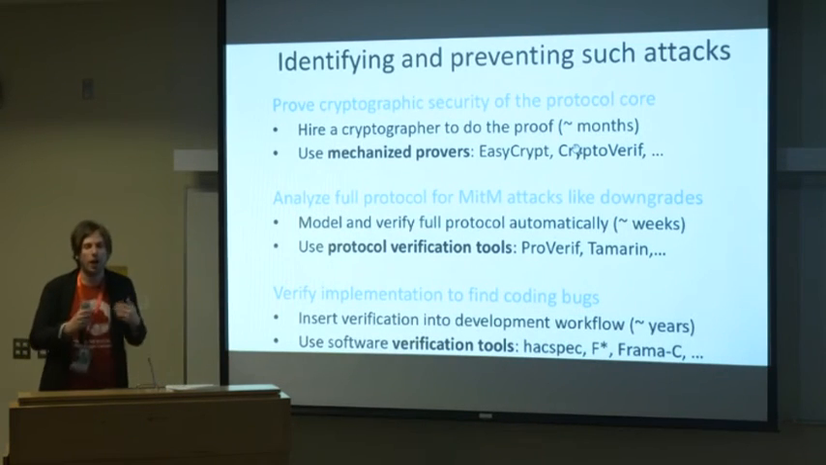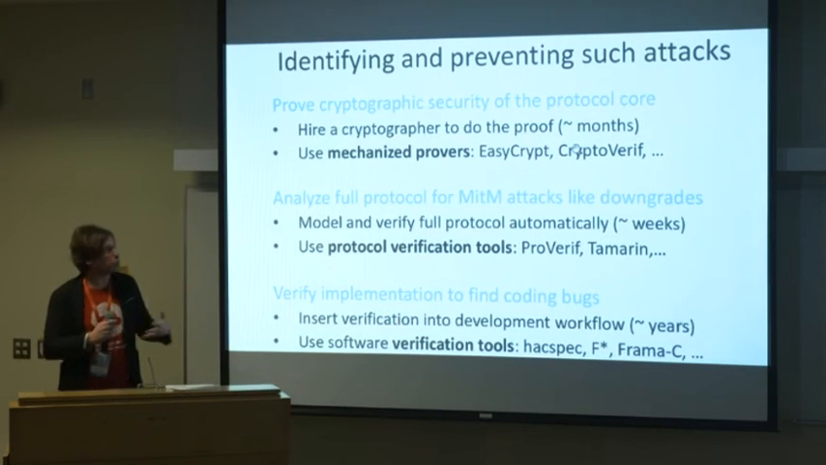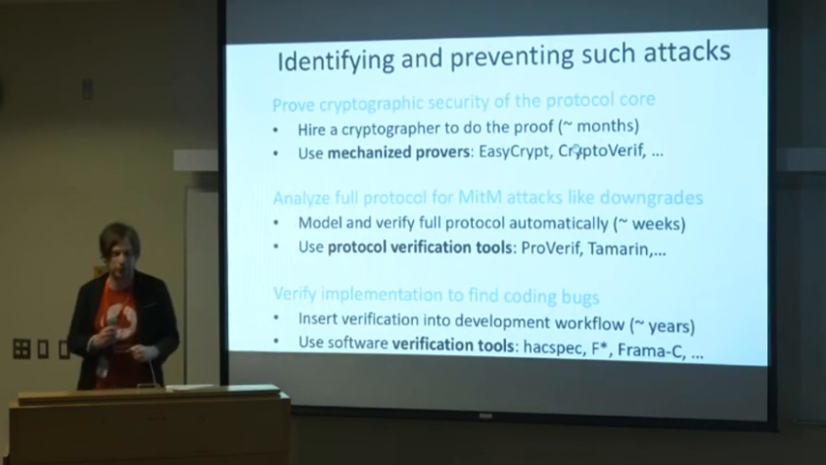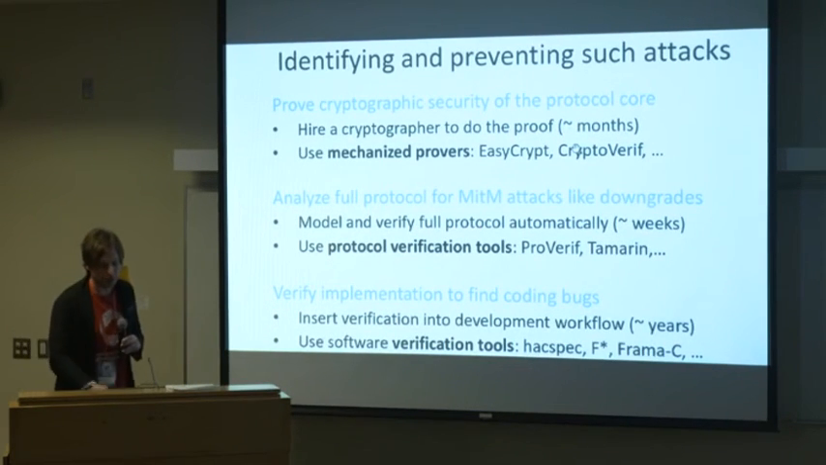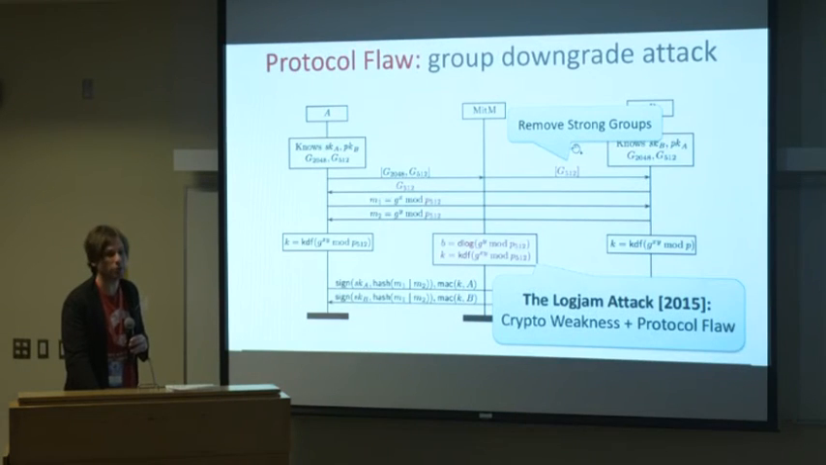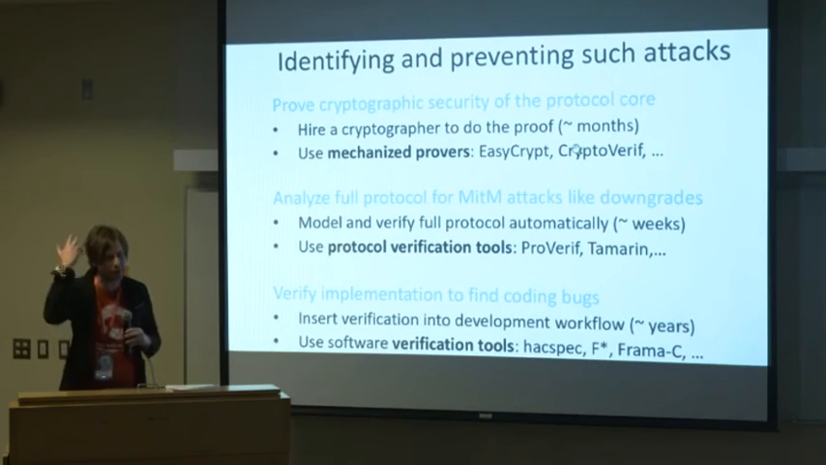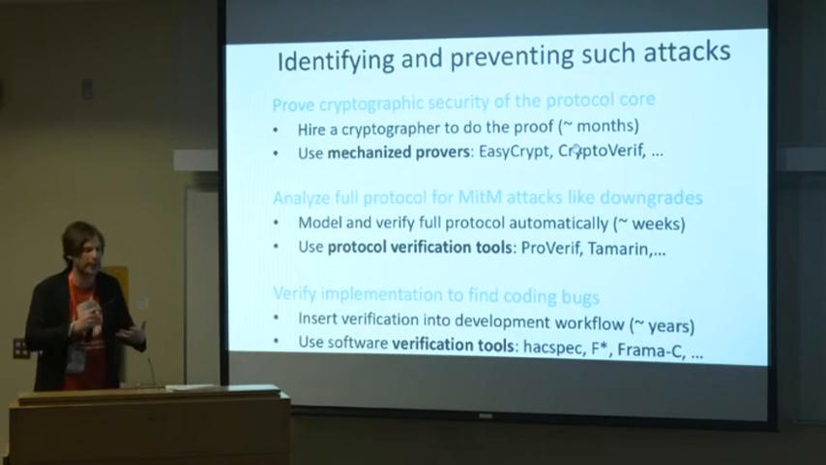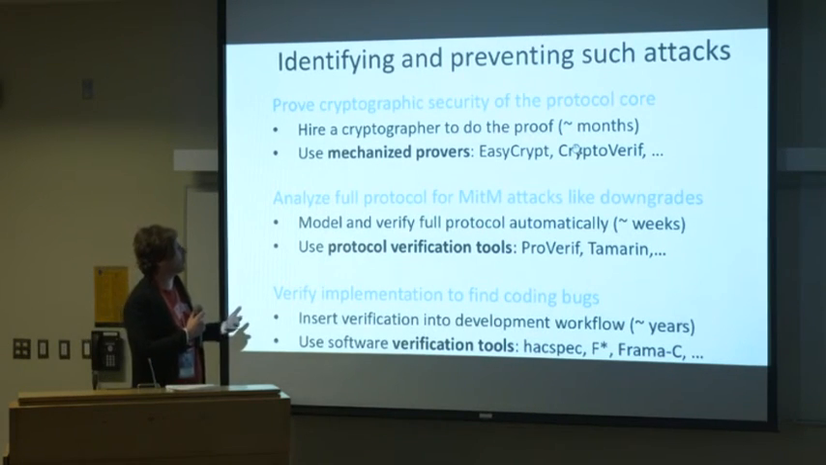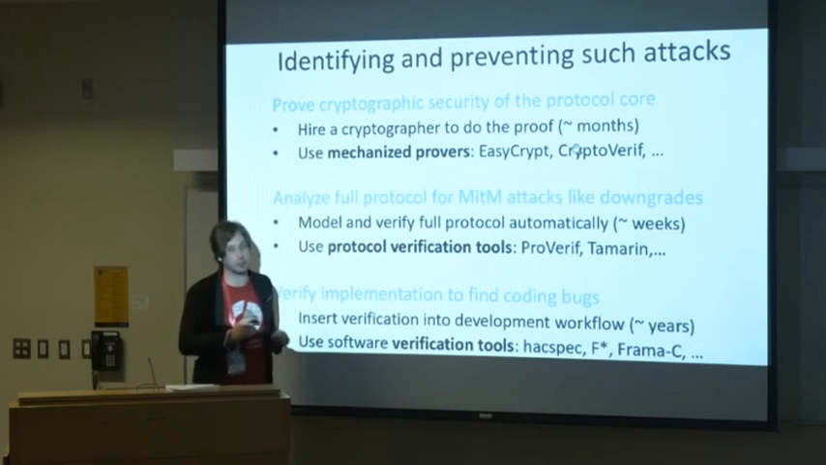However, often with manual security proofs, because people have done manual security proofs for TLS, you don't notice tiny little mistakes, like the small group size mistake, because you think, oh, no one would bother to do that. It just doesn't occur to you when you're writing the proof by hand. So in that case, you need to use mechanized provers.